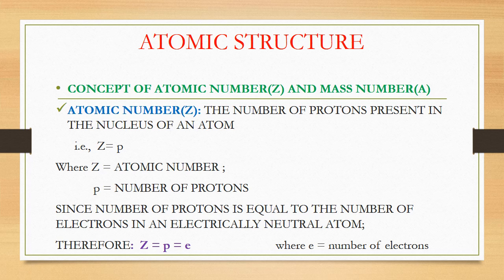We also know that since the number of protons is equal to the number of electrons in an electrically neutral atom, therefore we can represent it Z equals P equals E. And what is E representing here in this equation? Yes, number of electrons.